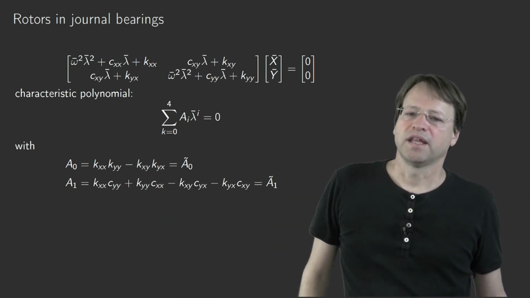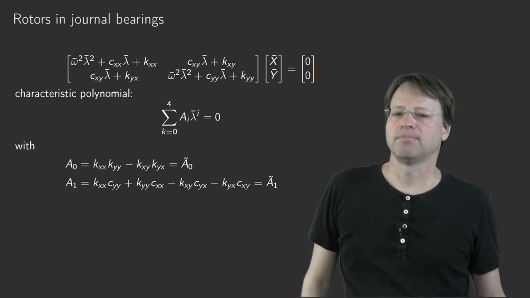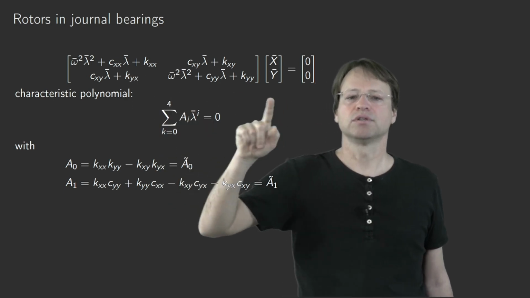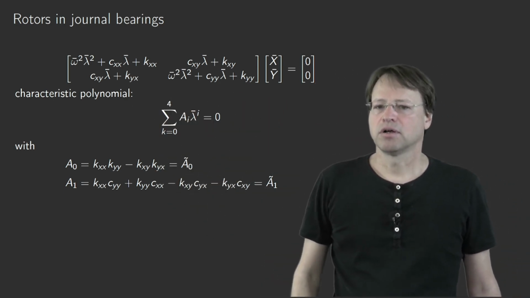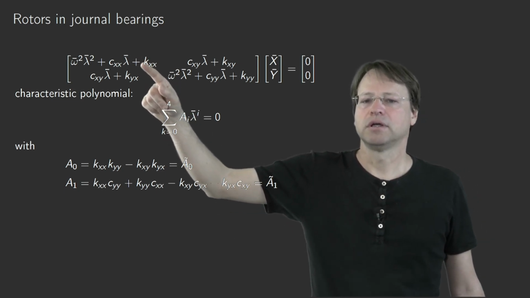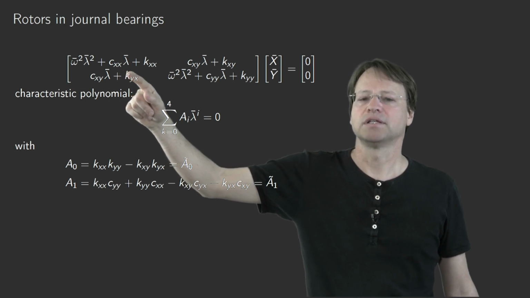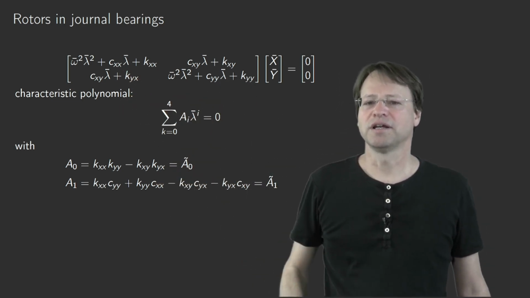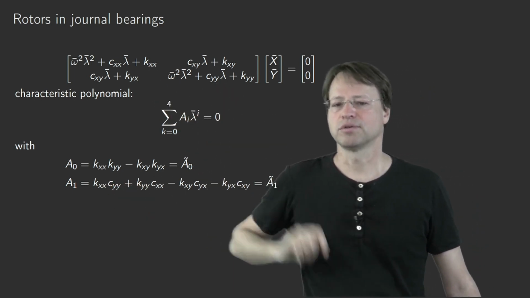So A1 are the terms in the polynomial that depend linearly on lambda bar. They are obtained by multiplying a damping term with a stiffness term. So a damping with a stiffness on the diagonal terms, there are two possibilities to do that. You can multiply cxx by kyy. Oh, that's the second entry here, okay. And kxx by cyy, that's the first term here.